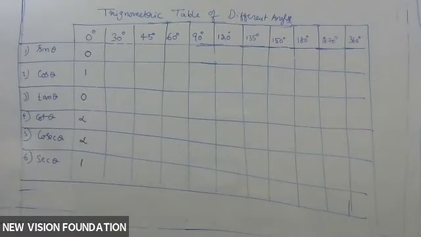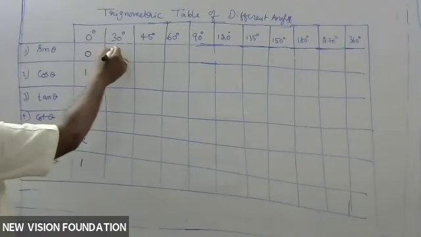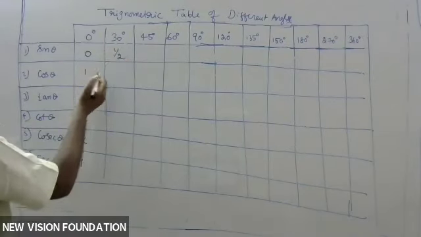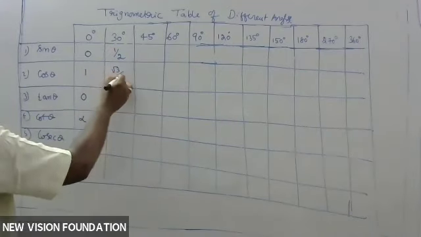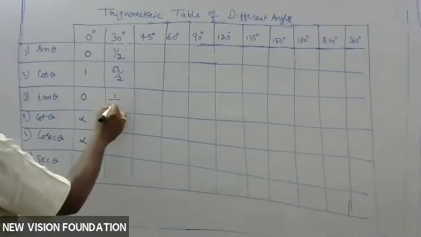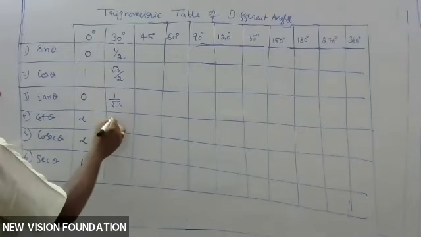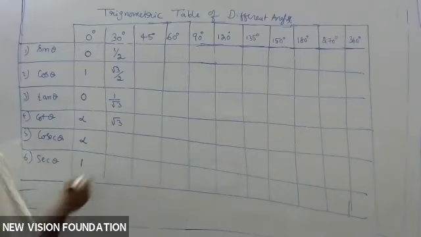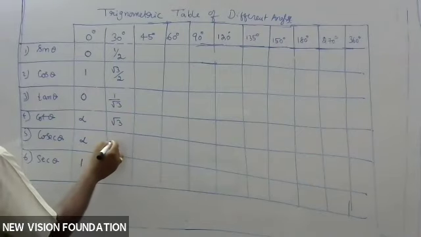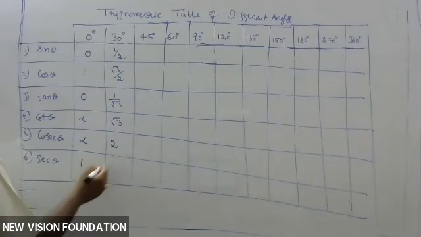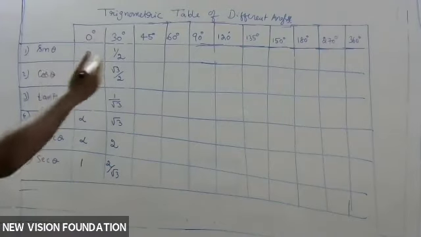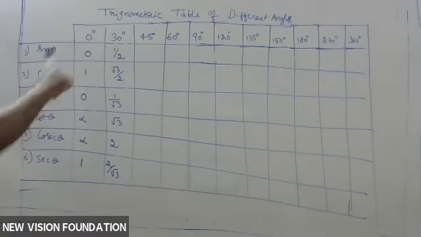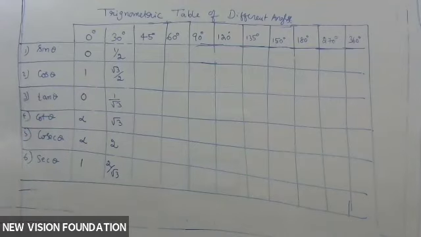You see, my dear students, already you know that sine 30 degrees is 1 by 2 and cos 30 degrees is root 3 by 2. Tan 30 degrees is 1 by root 3 and cot 30 degrees is root 3. Cosecant 30 degrees is 2 and secant 30 degrees is 2 by root 3. These are all acute angles lying in the first quadrant. That's why all of these values are positive.